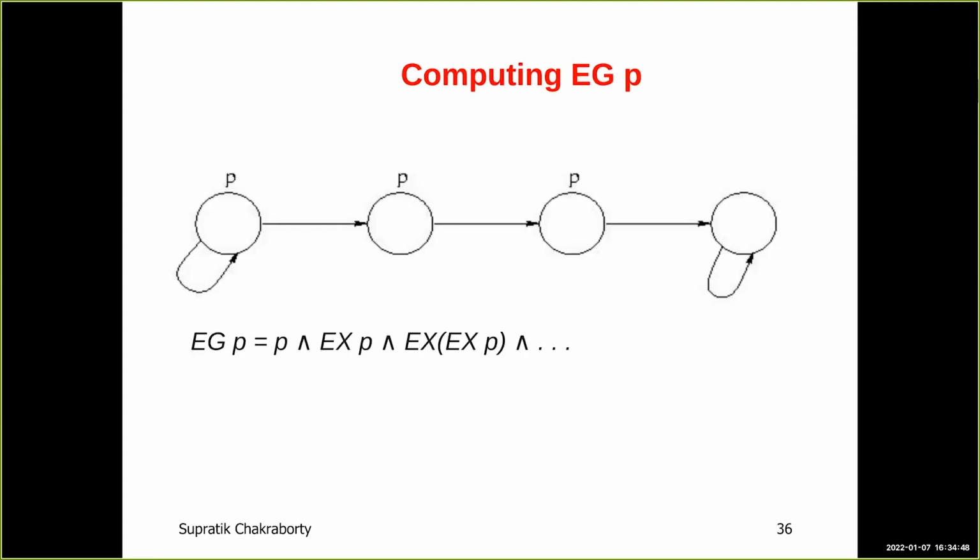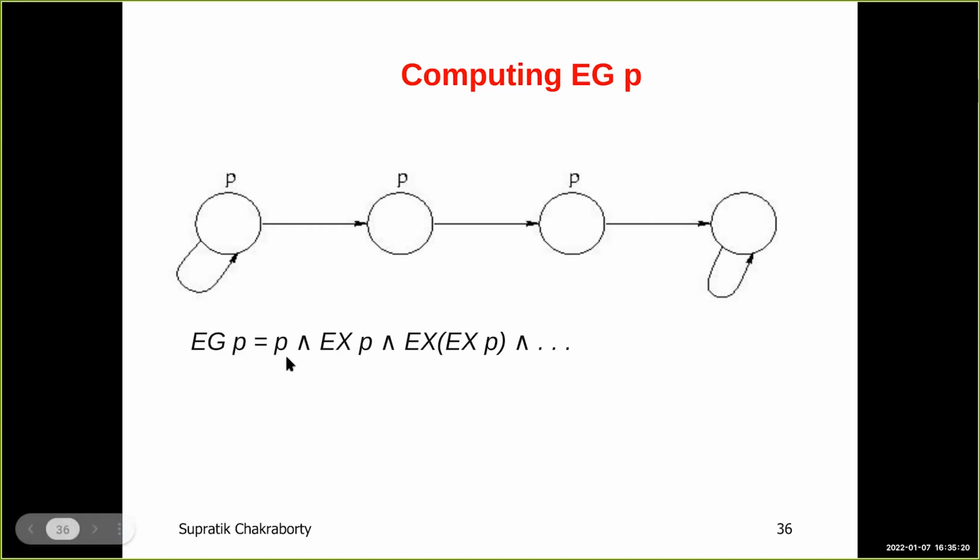What about EGP? Let us say I have this state transition diagram, and I want to know which states will satisfy EGP, which means the states such that starting from there, I will be able to find a path, there exists a path, such that along that path P always holds. So I will start by saying, okay, this is how EGP looks. P should be true in that state. There should be one state away from it where P should be true. Should be two states away from it where P should be true, and so on.